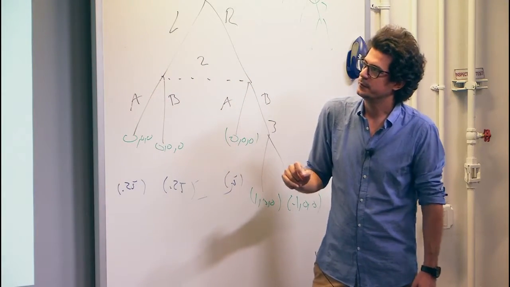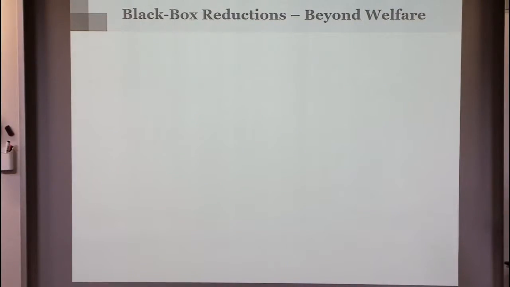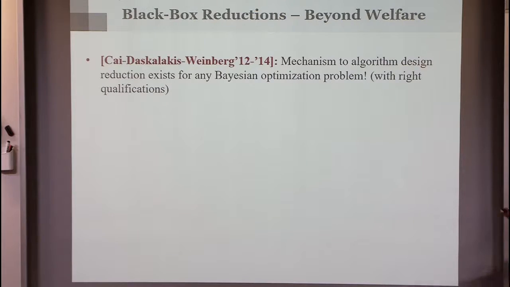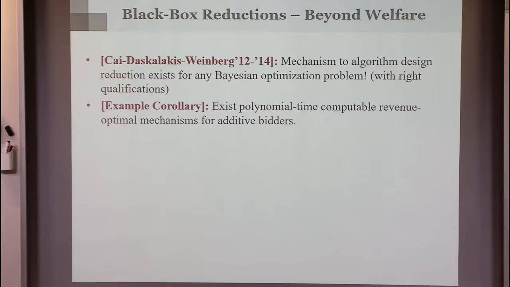So all these results apply to welfare, and other objectives such as revenue are not well understood. With Yang and Matt, who are both here and will spend the semester here, we got, in the Bayesian setting, a general reduction from mechanism to algorithm design for any optimization problem, as long as you put the right qualifications here. I'm going to show you the flavor of the reduction, but first just an example corollary before I go on.